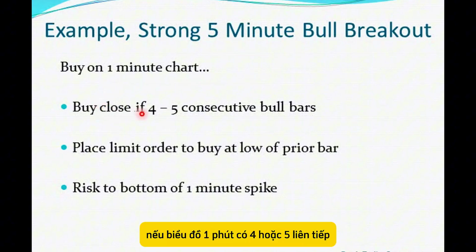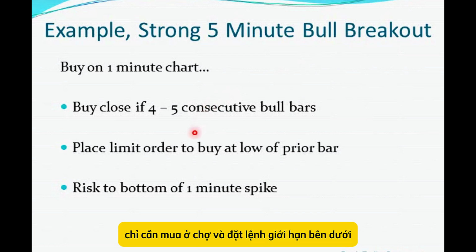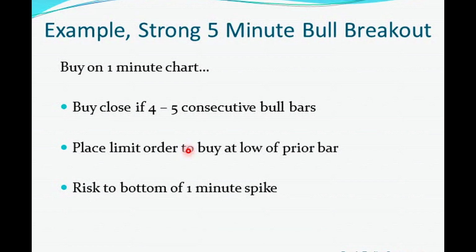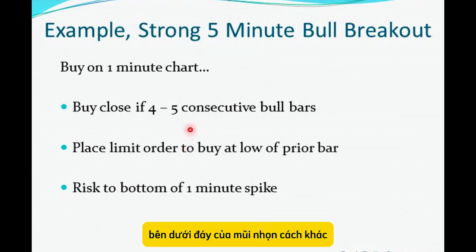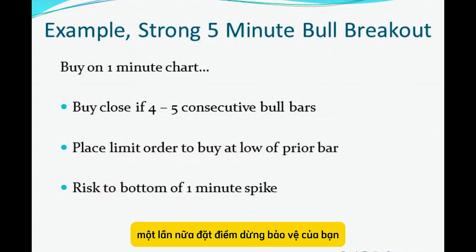If the 1-minute chart has 4 or 5 consecutive good bull bars, let's say in a bull breakout, simply buy at the market and place a stop order below the bottom of the spike. Alternatively, instead of buying at the market, you can start placing limit orders at the low of the prior bar, betting that any reversal attempt will fail. Again, putting your protective stop at the bottom of the spike.